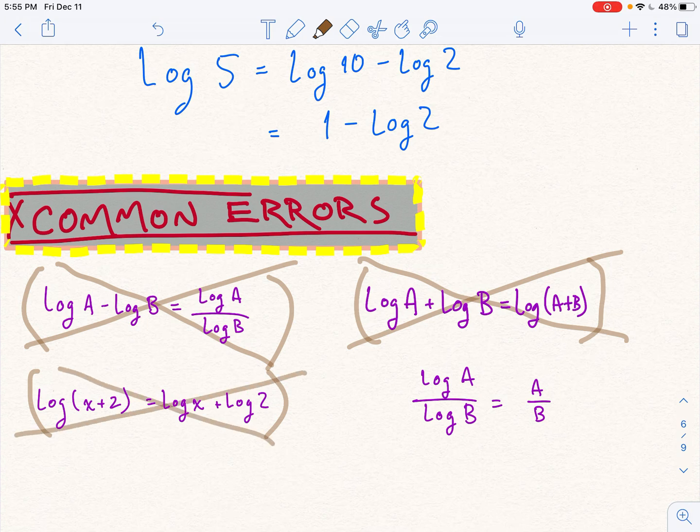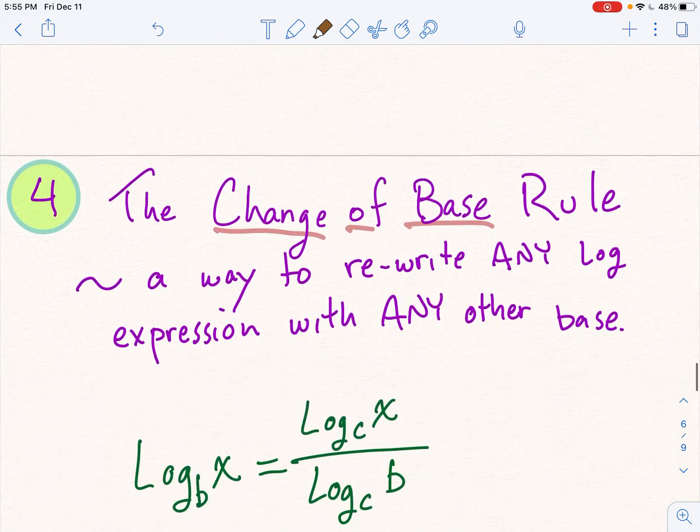So that's wrong also. And then another common mistake that I've seen over the years is something like log of a divided by log of b equals a over b, as if the logs kind of cancel each other out. No, no, no, that does not work. That doesn't actually make any sense at all. So make sure you don't do that one. All right, let's see what else we got here.